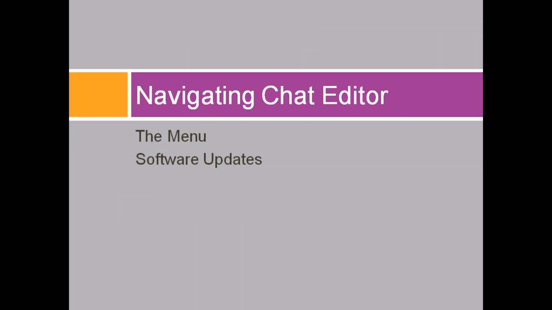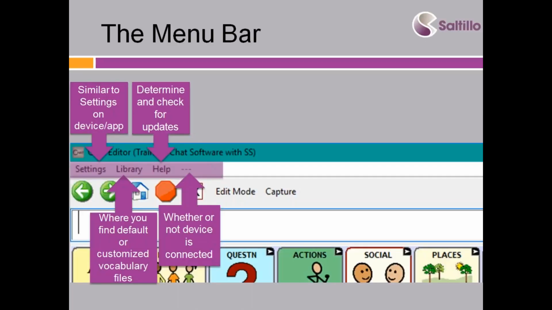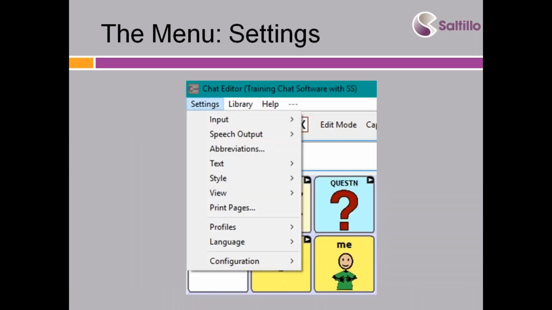So let's look at navigating the chat editor, and we're going to go through the menu bar on there. So the settings are very similar. We'll go through some of those in a minute. And the library, that's where you're going to find your customized and default libraries. Your help is where you're going to look for updates. And those three black dots there, the blank ones, that will change. That tells you if you connect your device, it's going to say, hey, I'm here.